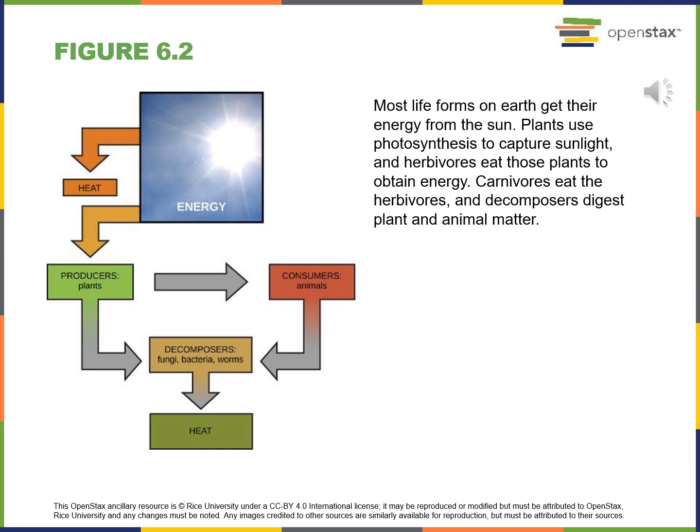Figure 6.2. Most life forms on Earth obtain their energy from the sun. Plants use photosynthesis to capture sunlight, and herbivores eat those plants to obtain energy. Carnivores eat the herbivores, and decomposers digest plant and animal matter.